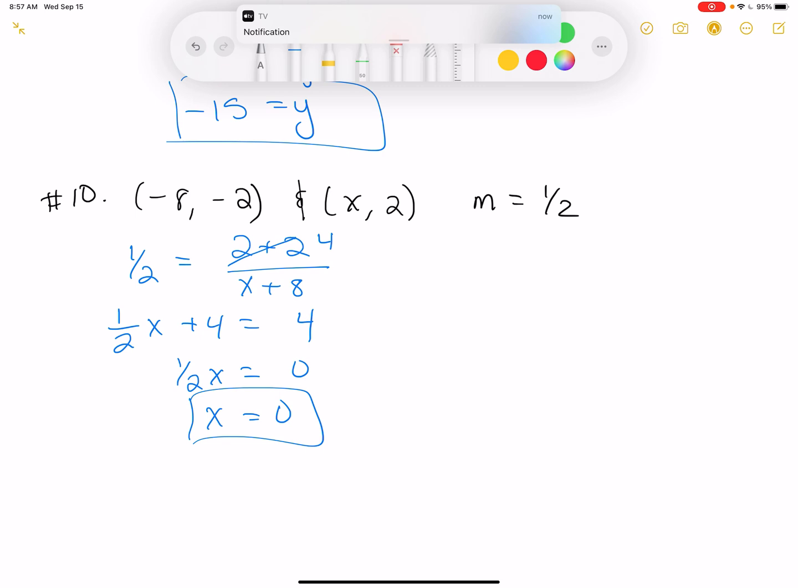X equals 0. Okay, I have a question. How come you did x plus 8 instead of 4 when you multiplied with 1/2?